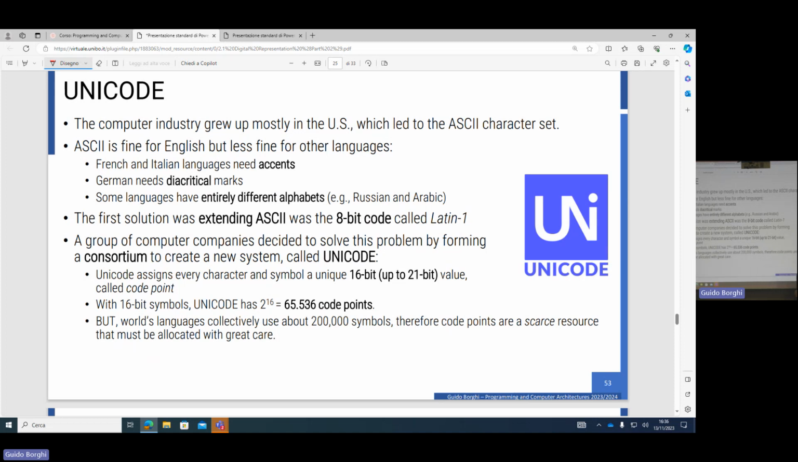So probably we are going to create another evolution of the Unicode standard, since we need more and more characters to represent all the languages around the world.